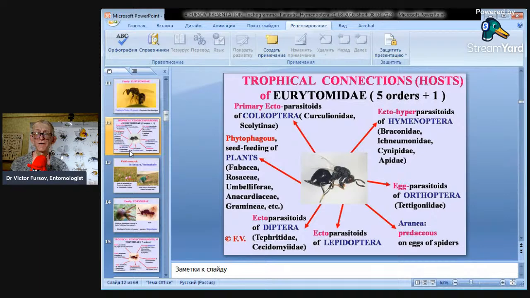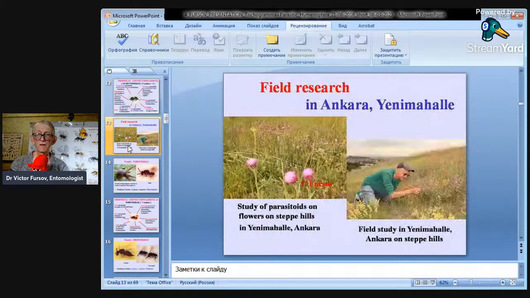Seed-feeding insects occur on plants of different families, such as Fabaceae, Umbelliferae, Rosaceae, Anacardiaceae, Gramineae, and many others. Many species are recorded as primary ectoparasitoids of beetles, such as weevils and wood-boring insects of Scolytinae. Here, for instance, I'm collecting material in some steppe regions around Ankara, steppe hills with different flowers and steppe plantations.